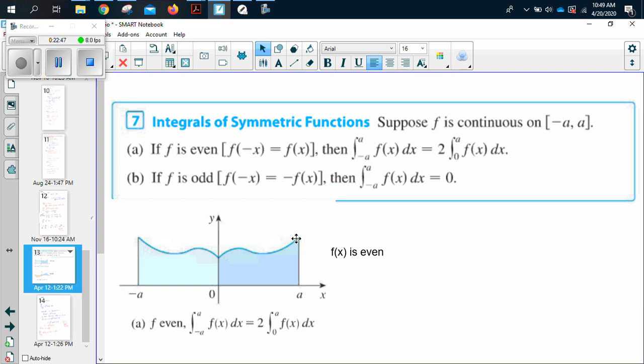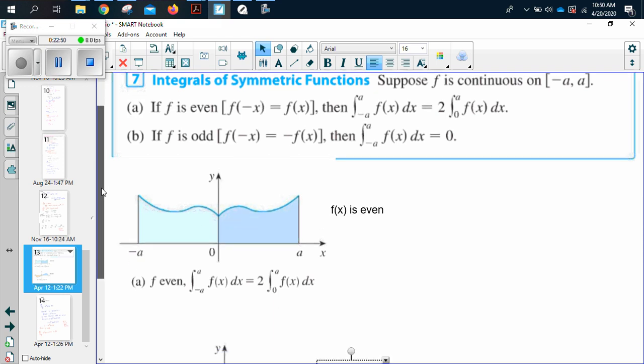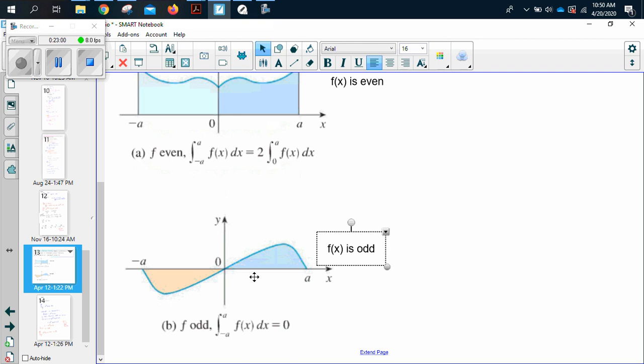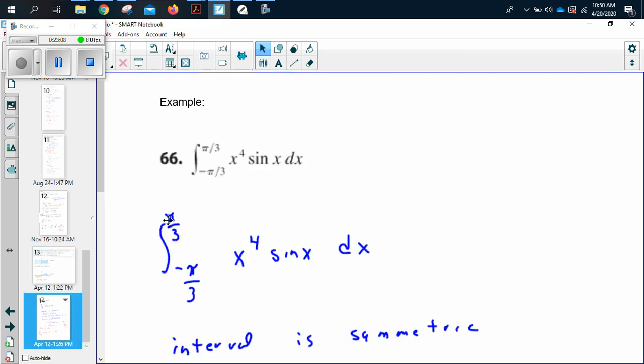So this is an even function. And so when I integrate an even function over a symmetric interval, I just get twice this area. But this is an odd function. So when I integrate over a symmetric interval, this cancels out with this, and I get 0. So here's an example of that.